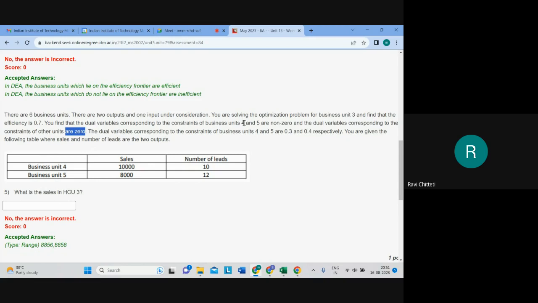Let me read this question fully. The dual variables corresponding to the constraints of business units 4 and 5 are 0.3 and 0.4. Right? You are given the following table, where sales and number of leads are the two outputs. Generally, how do you do it? How do you calculate the sales in HCU3? Can someone try?